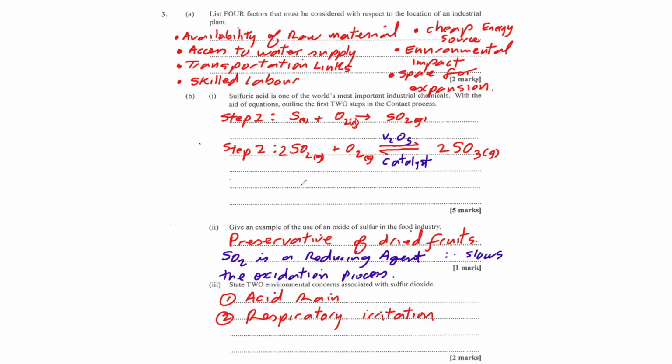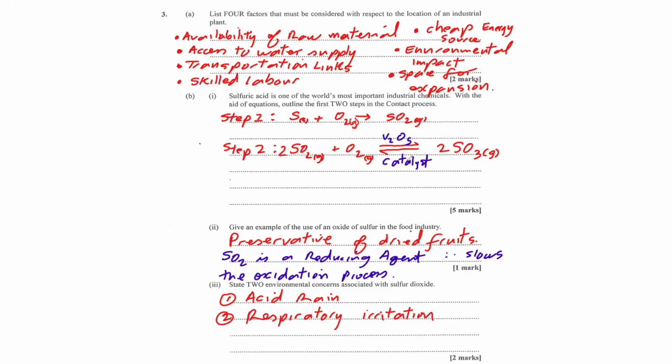And step 2 now is SO2 that was produced earlier will be further oxidized to produce SO3, which is sulfur trioxide, using vanadium 5 oxide or vanadium pentoxide catalyst. Your arrow must be the reversible arrow.